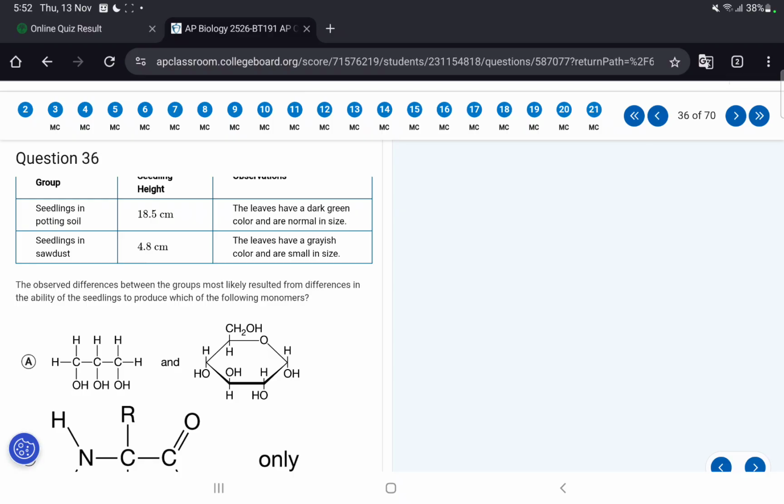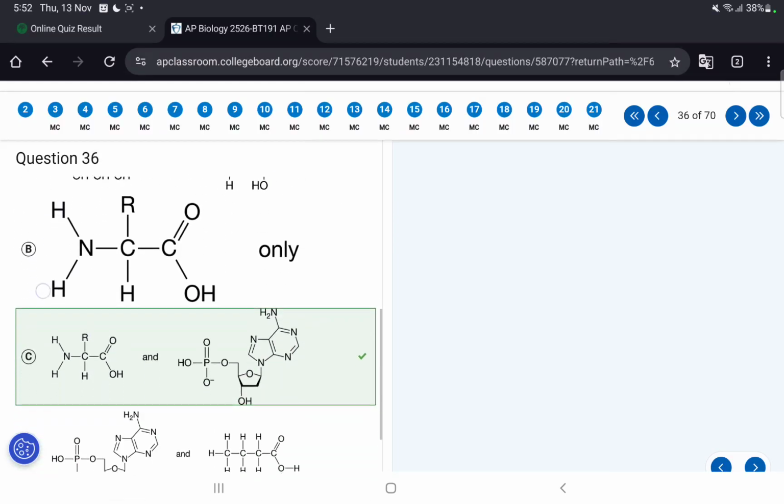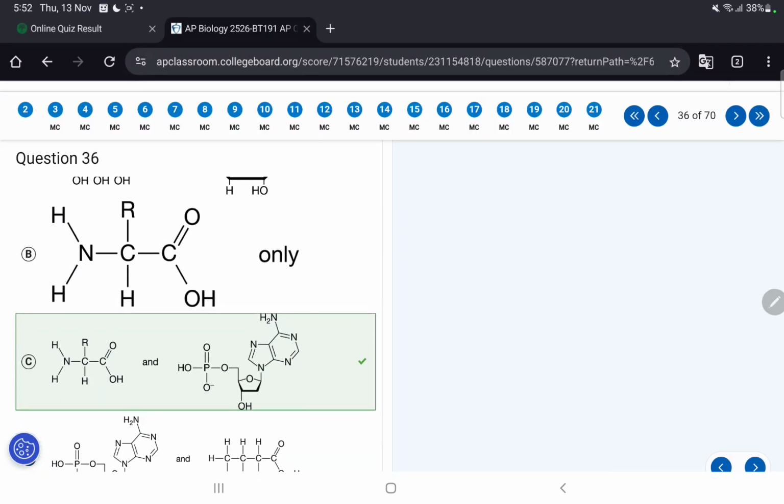So the observed differences between the groups most likely resulted from differences in the ability of the seedlings to produce which of the following monomers? Amino acids, nucleotides. Amino acids, the monomer of proteins, because they're asking us for monomers. Amino acids, the monomer of proteins, and nucleotides, the monomer of nucleic acids.